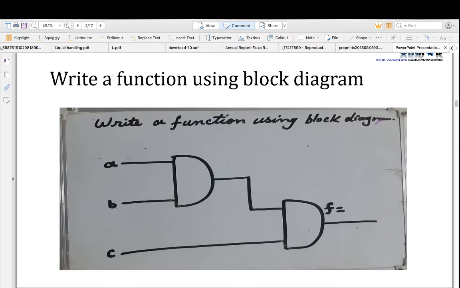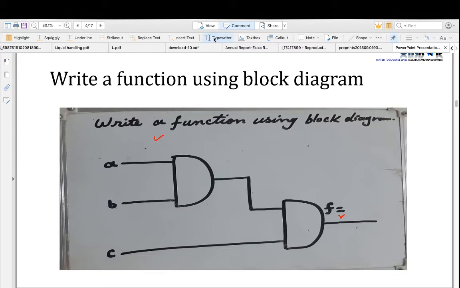This question means that you will be given a block diagram as shown in the figure, and you have to write the function equation for this block diagram. What is a block diagram? A digital circuit diagram having logical gates is called a block diagram in this subject. So here you are given this block diagram, and now your goal is to write the equation. Here are some steps you should follow while writing the equation.